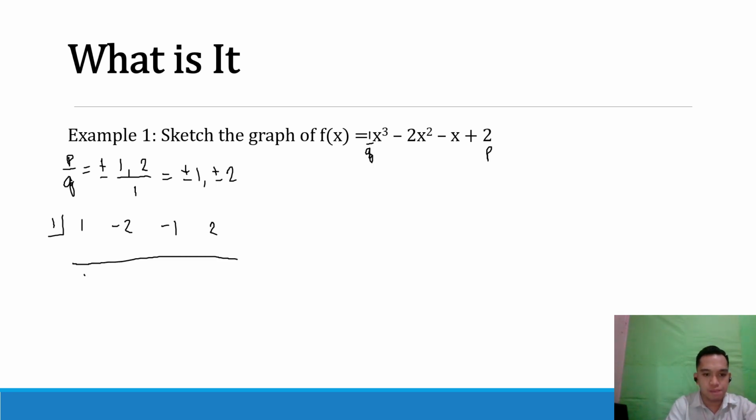Bring down 1. 1 times 1 is 1. Negative 2 plus 1 is negative 1. Negative 1 times 1 is negative 1. Negative 1 plus negative 1 is negative 2. Then negative 2 times 1 is negative 2. So that is 0. Therefore, this 1 is a real root of our polynomial function.